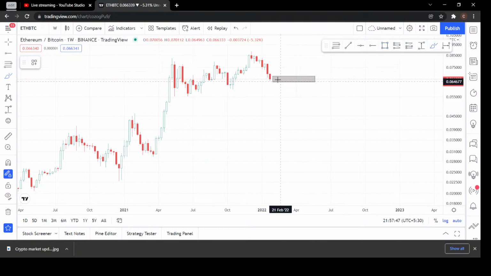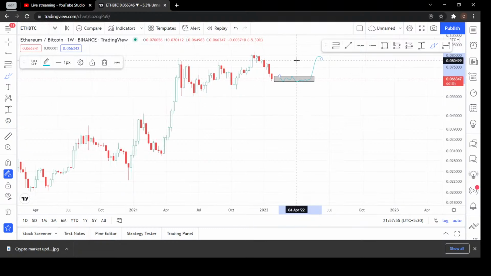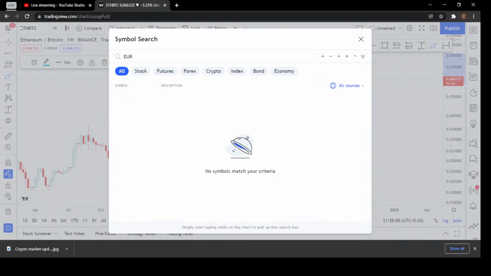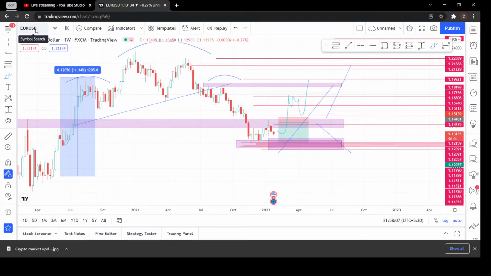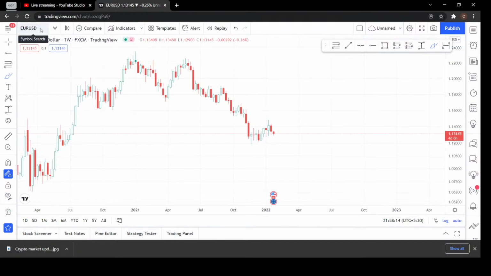If we don't do accumulation in this zone on ETH BTC, why I'm saying this is it simply tells us when the money will start flowing into ETH again from BTC. In terms of BTC, ETH starts going stronger. It's something like Euro USD in Forex. If you choose Euro USD, it means Euro is stronger in terms of USD. If this chart goes down, it means USD is stronger. If this chart goes up, it means Euro is stronger.